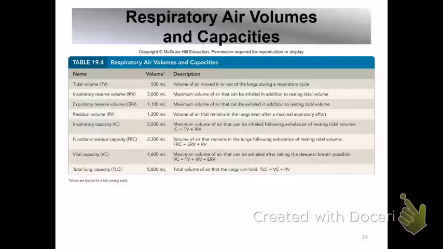Okay, and I will not ask you these numbers, so don't try to memorize them, but they will give you some vocabulary. So tidal volume is the volume of air moved in and out of our lungs during a respiratory cycle. So that's how much we actually move. Let's see, we highlighted this. The residual volume is the volume of air that remains in the lungs after a maximal respiratory effort. You can just see it's like vocabulary. Inspiratory capacity, that's the maximum volume of air that can be inhaled. So how much can you inhale? Functional residual capacity, the volume of air that remains in the lungs following the breath out.